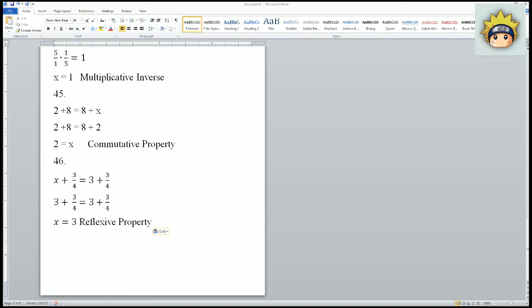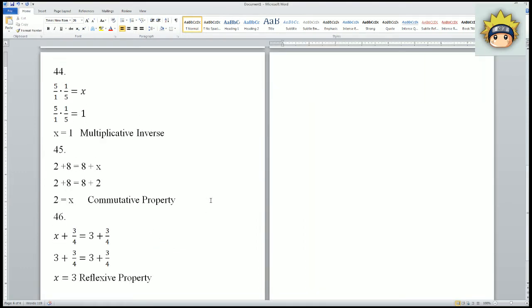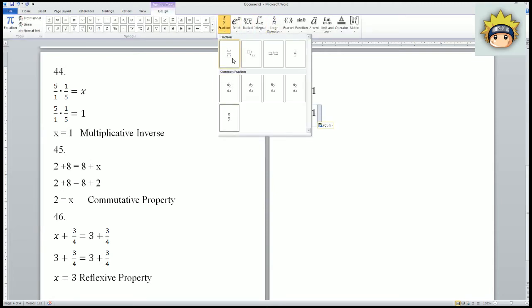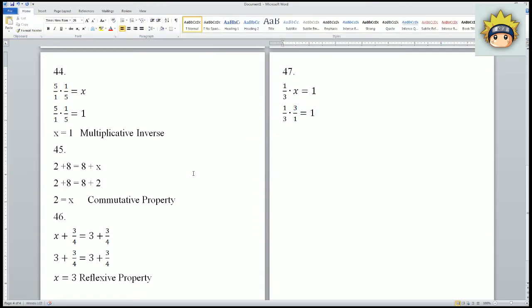47. 1/3 times x. To make the value 1, what do we have to multiply by 1/3 here? We multiply by the number 3. I could treat that as a fraction if you would like. The act of multiplying 3 by 1/3 to get 1, we call that the multiplicative inverse, because we made the value 1.